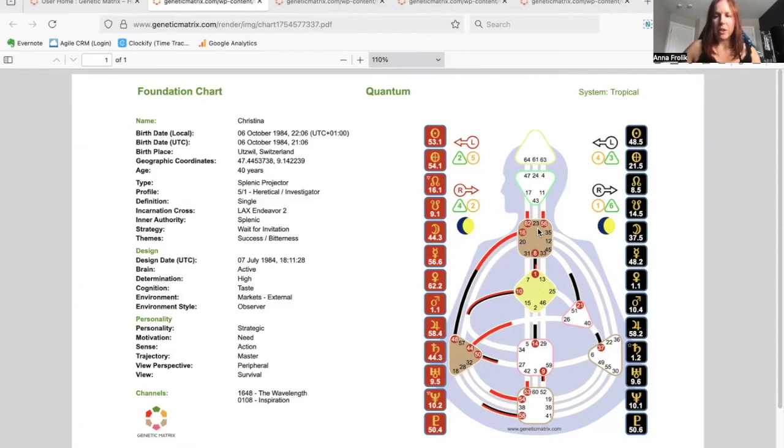What you don't have is a motor going to your throat, so you don't necessarily have consistent energy going to your throat to constantly be speaking, but other than that, you do have a consistent way of expressing yourself. And then the G here, this is your seat of identity, so this is your sense of who you are, also connected to your unique self-expression in the world. We'll go into that a little bit more in a moment when I look at the channels.